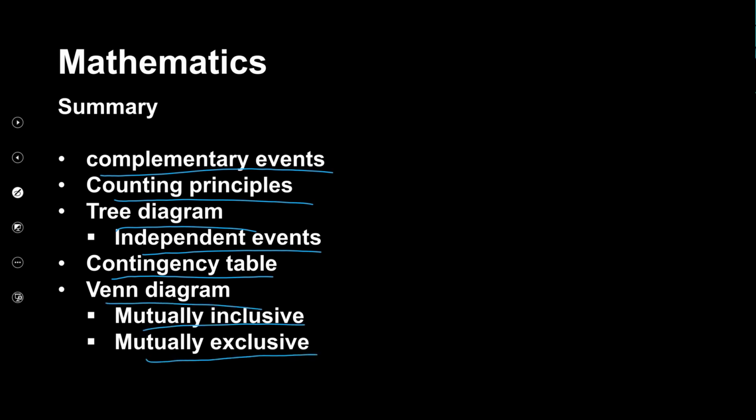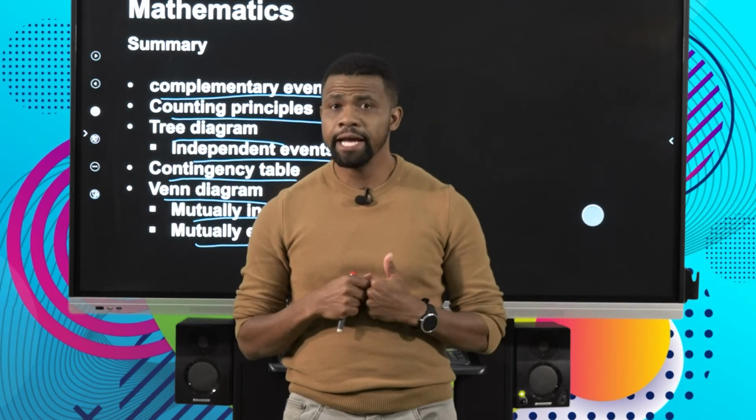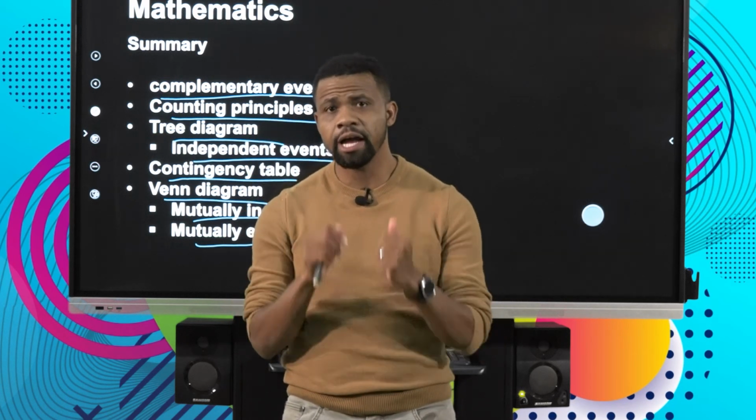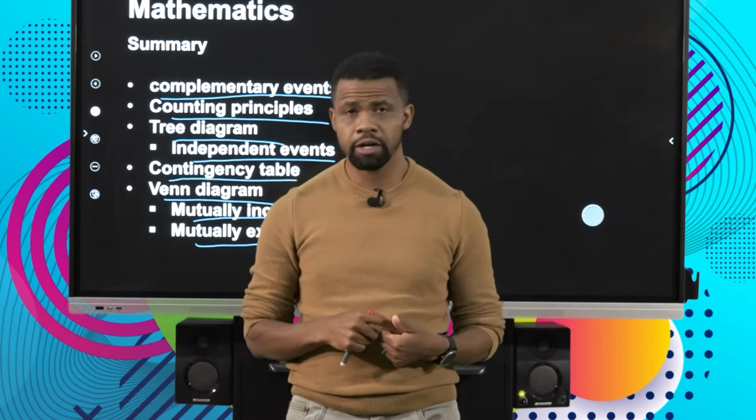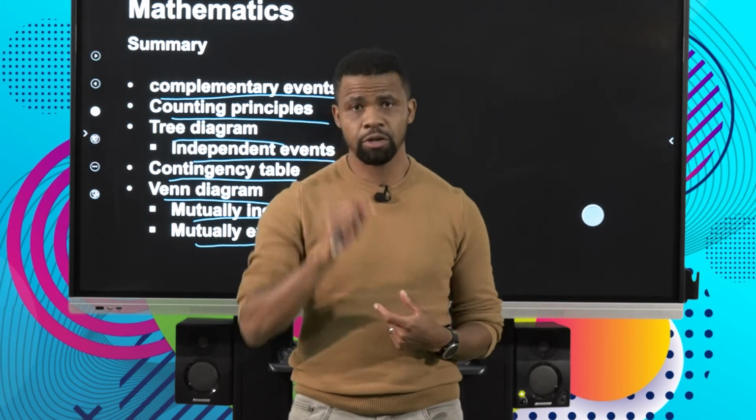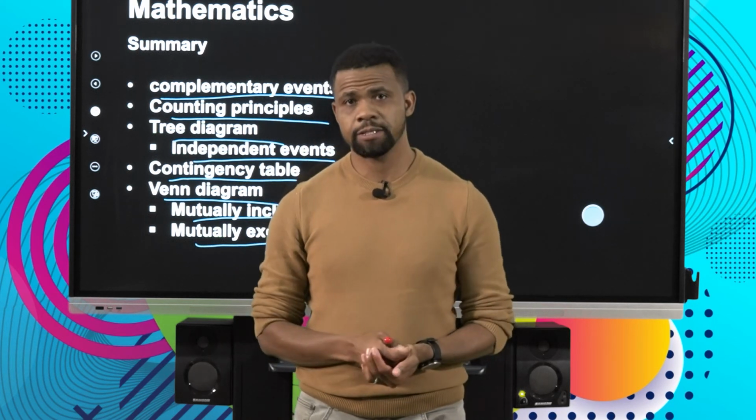So this is what we looked at: complementary events, counting principle, tree diagram, independent events, contingency table, and Venn diagram, mutually exclusive and mutually inclusive. Fantastic, guys, and we hope to see you soon. This is the end of the lesson. I encourage you to keep working hard at home. We definitely hope to see you soon, and bye from us.